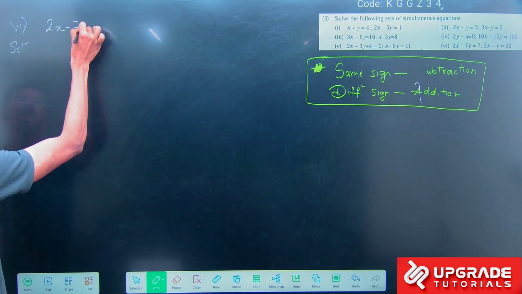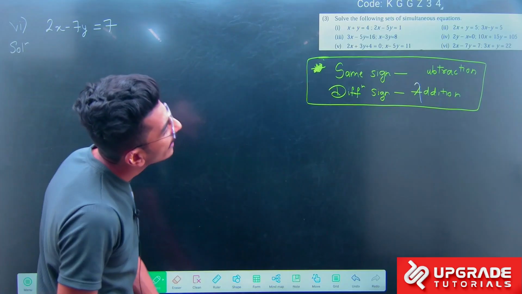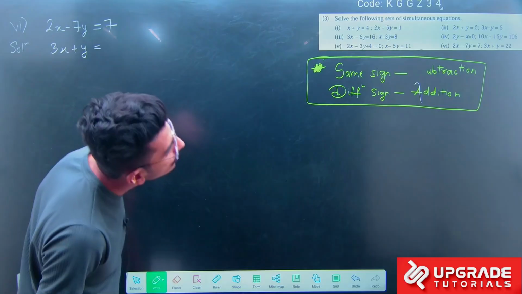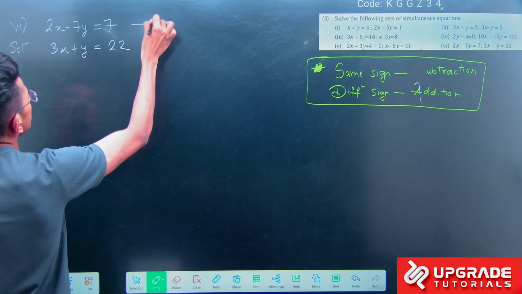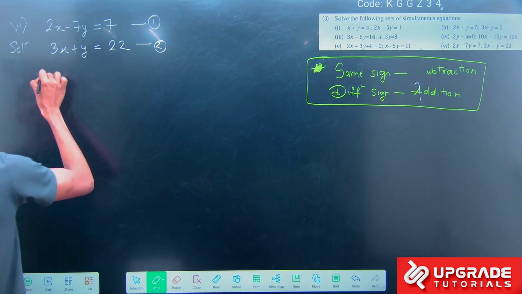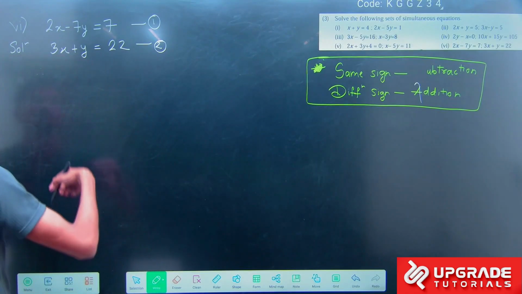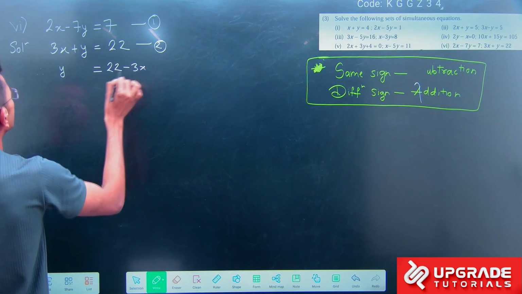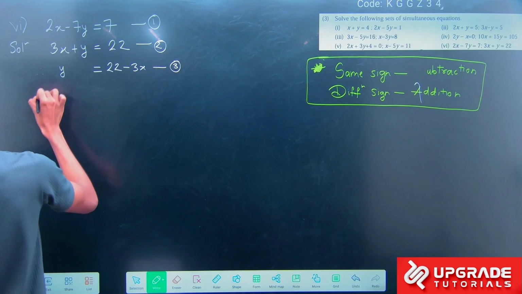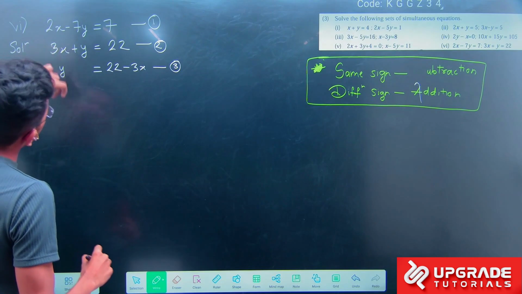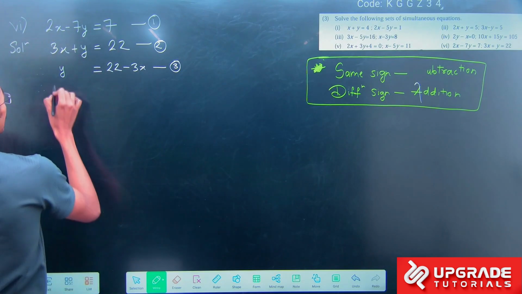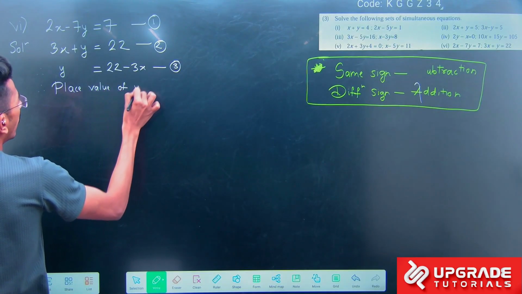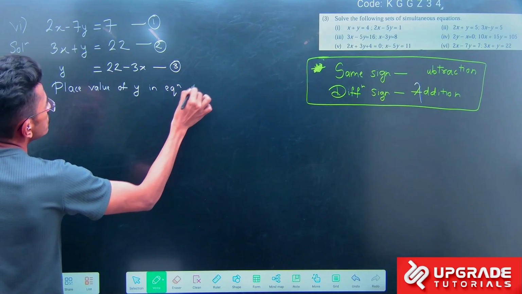Now the next question: 2x minus 7y is equal to 7 and 3x plus y is equal to 22. Equation number 1, equation number 2. Therefore, substitution. What is the value of y? y is 22 minus 3x. I'll give it equation number 3. Therefore I'll place this value of y in equation number 1, not 2. Therefore place the value of y in equation 1.